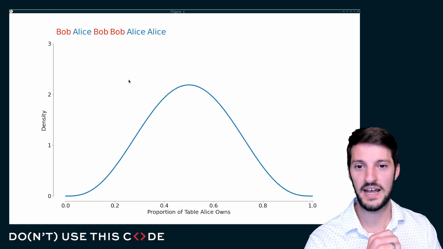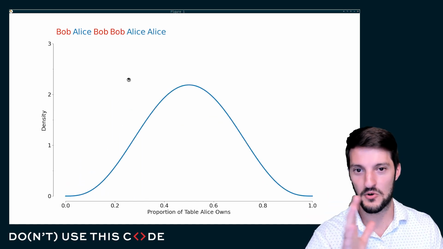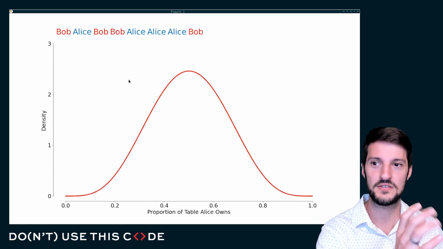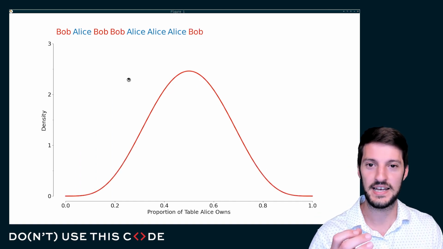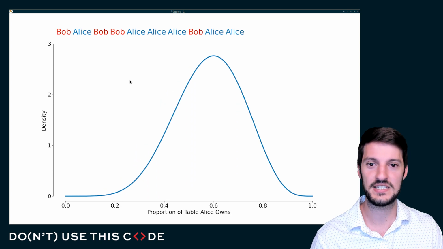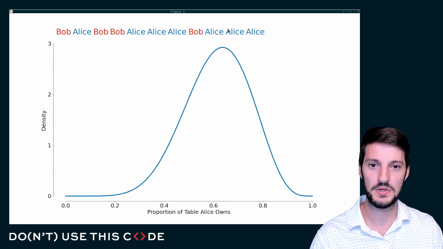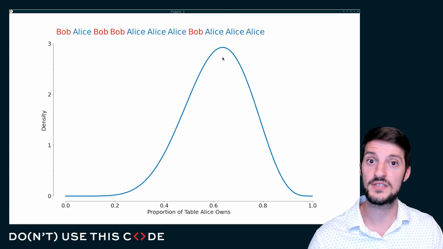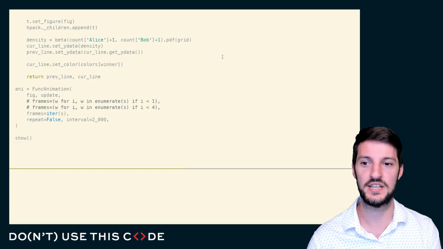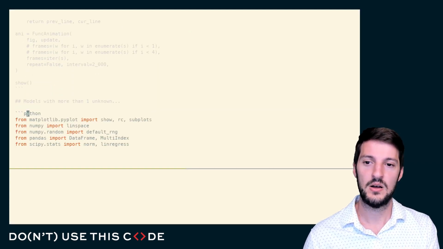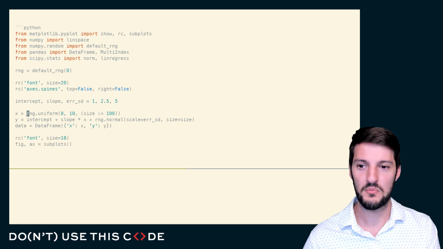Here we've added another Alice, and you can see the more Alices we add, the more this distribution starts to shift to the right, indicating that the most likely estimate of our population is above 50%, maybe somewhere between 0.6 and 0.8, which is the same conclusion we came to before when we were just doing the simpler scenario analysis. But what about models with more than one unknown?